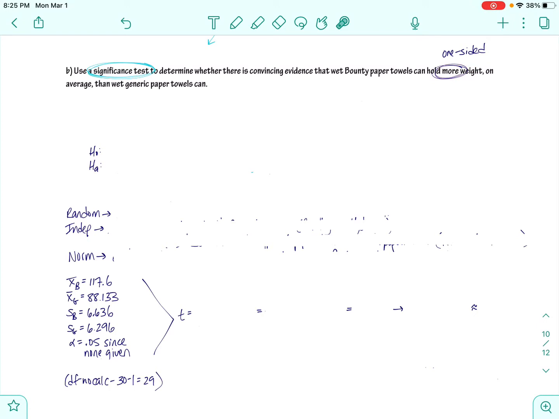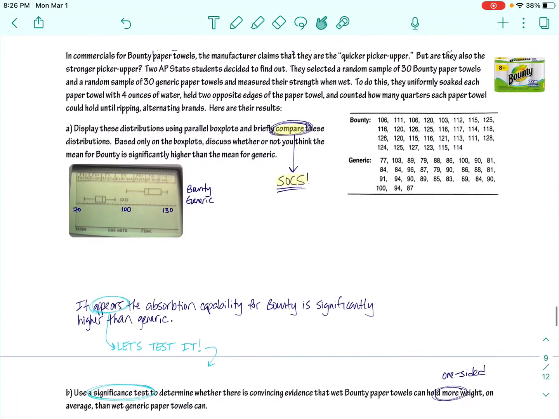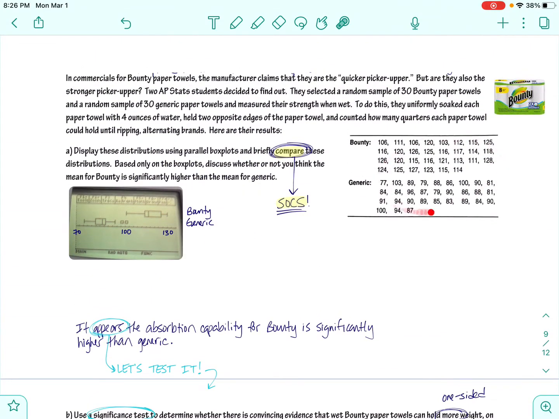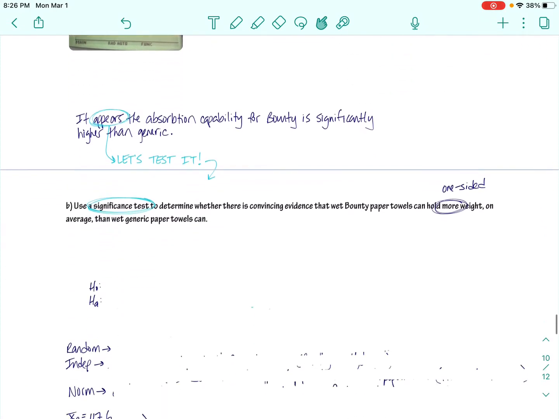As you know, the very first thing we're going to do is define some stuff. So going back up to all these letters here, what I did is I popped all of these into my calculator. You don't need to worry how to do that right now. What do all of these things stand for? I'm going to use X sub B for Bounty. These are all my different X values for Bounty, and I have a bunch of different X values for generic. That's the first thing that I'm going to define.